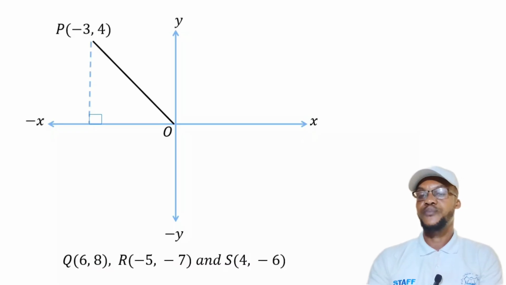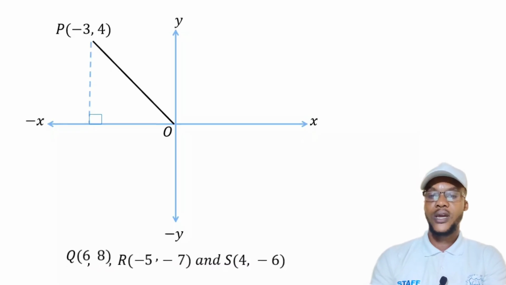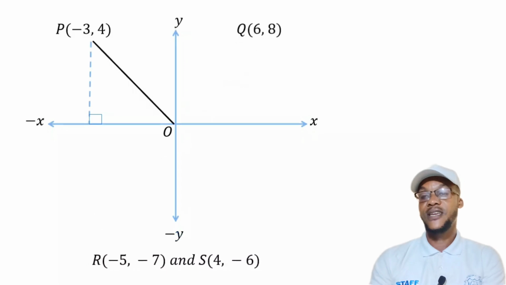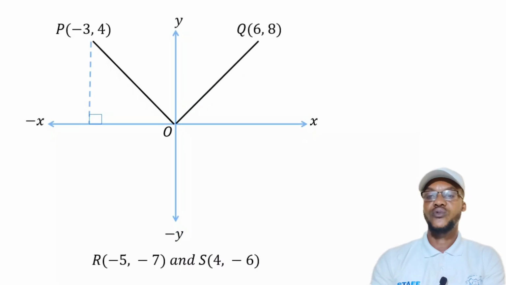Now let's look at the Q. You realize that they are all positive. If they are all positive, then definitely we can also get the right angle triangle in the first quadrant. Yes, and then we are good to go.